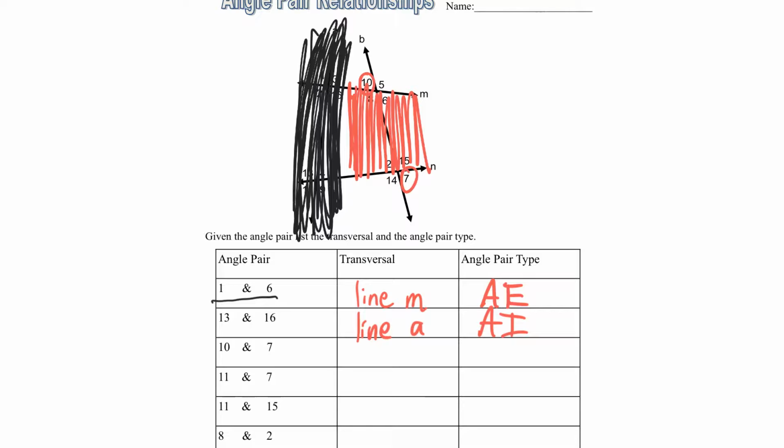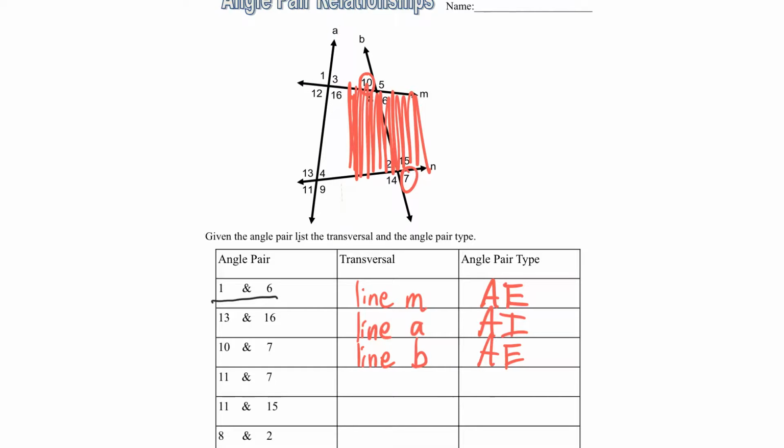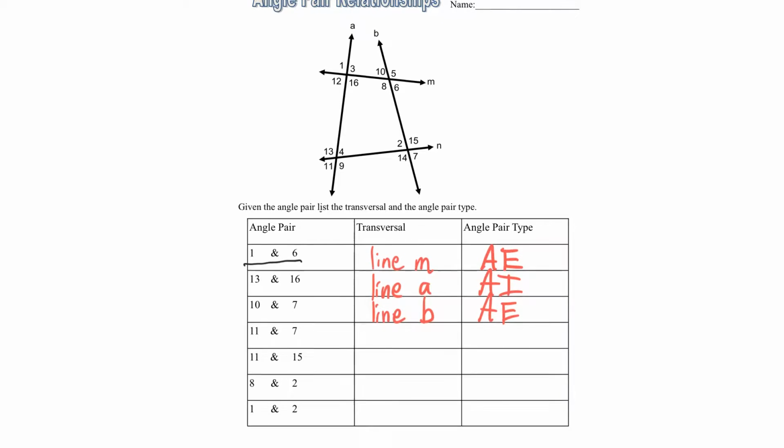They're not between the walls. Okay, so they're exterior, and are they on the same side or opposite? Opposite. So what are they? Alternate exterior, and which one is the transversal? B. Is line B. Good. Okay, so what I want you to do now is go ahead and try to fill out the rest of this table.